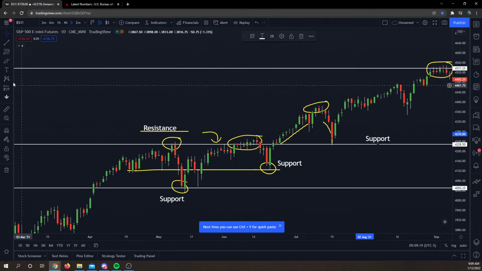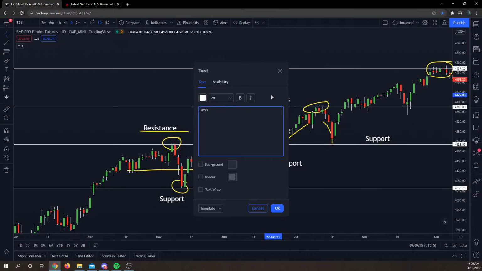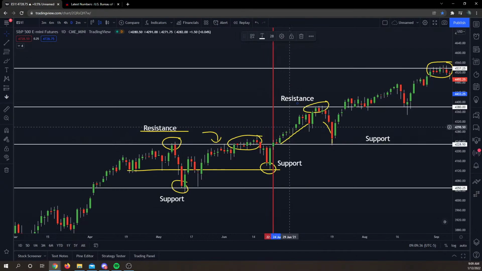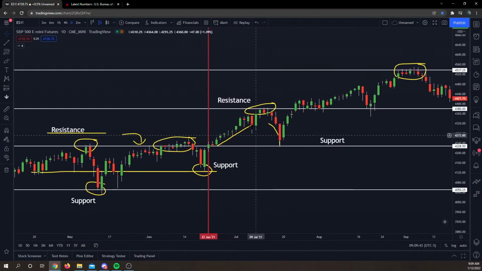And this is just how our chart ends up developing time and time again. So once we break over this resistance level, we're looking for our next point of resistance. Once we break down from that resistance, our previous resistance is now a support level.